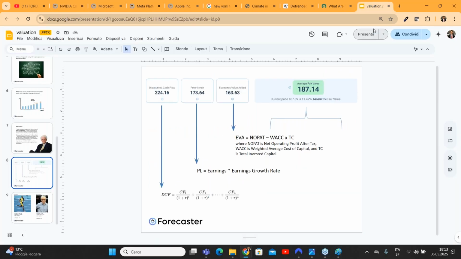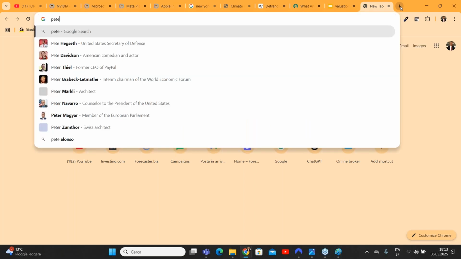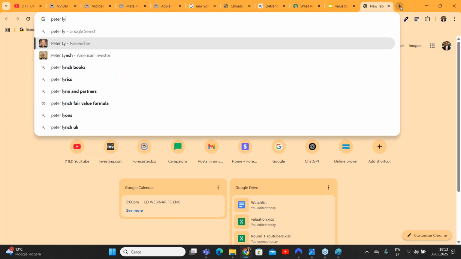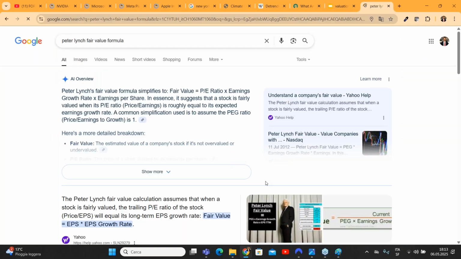For example, the Peter Lynch method, if you would like to deep dive into the fair value formula, here it is. It's very simple. It's earnings per share multiplied by the earnings per share growth rate. Okay, so we have all the data.